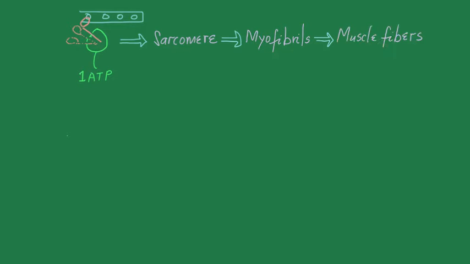There are many myosin heads in a single myosin molecule. There are many myosin molecules in a single sarcomere. There are many sarcomeres in a single myofibril. There are many myofibrils in a muscle fiber. There are many muscle fibers in a muscle fascicle, and there are many muscle fascicles in a whole muscle.